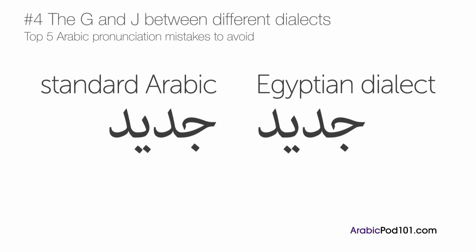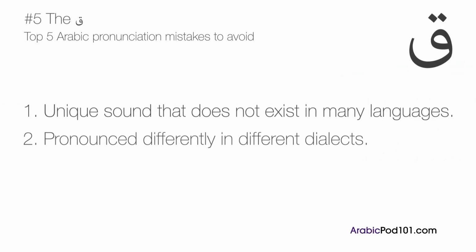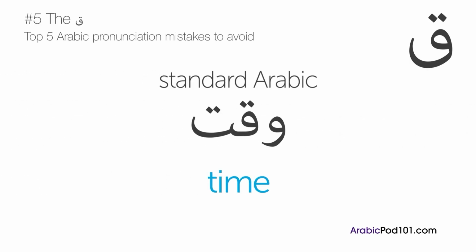Let's listen to the difference one more time. In Standard, جديد and in Egyptian, جديد Of course, both pronunciations are correct. The key thing is to be consistent with your pronunciation. There are two tricky aspects about this letter. The first is that it's a unique sound that does not exist in many languages. Let's listen to how it's pronounced in the word time in Standard Arabic.